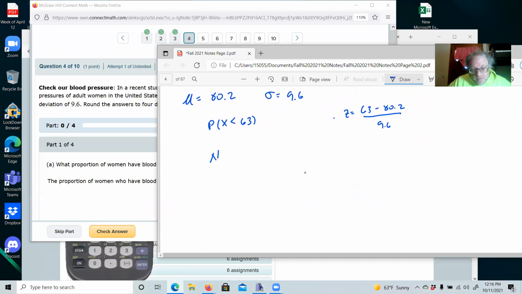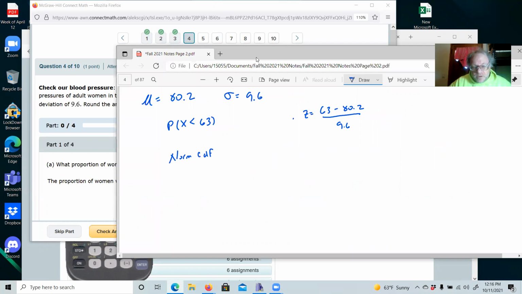So we're going to go to norm CDF, okay? And what do they want? They want lower than 63. So we're going to pick a low number. We're going to have our 63, that's the high number. What's our mean? Our mean is 80.2. What's our standard deviation? 9.6.